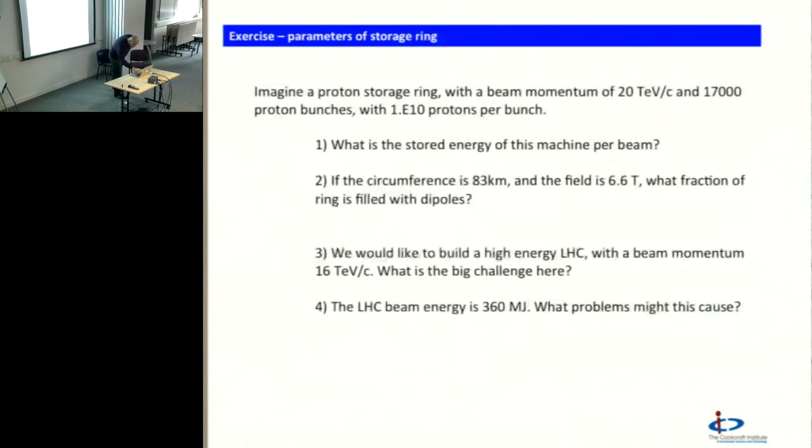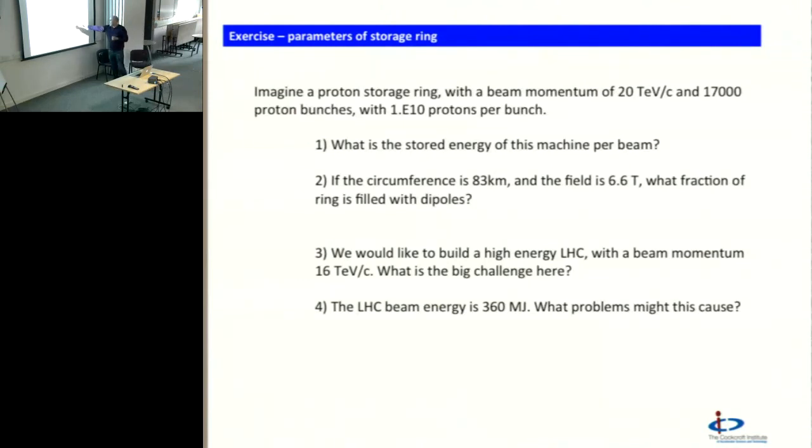How are we getting on? So there's an exercise, not to do now, we'll probably do it in the tutorial. Imagine you built a proton storage ring, beam momentum of 20 TeV/c, with 17,000 bunches, with 10 to the 10 protons per bunch. So basic questions: what energy is stored in this machine per beam? If the circumference is 83 kilometers and the field is 6.6 Tesla, what fraction of the ring is filled with dipoles? That's using these equations.